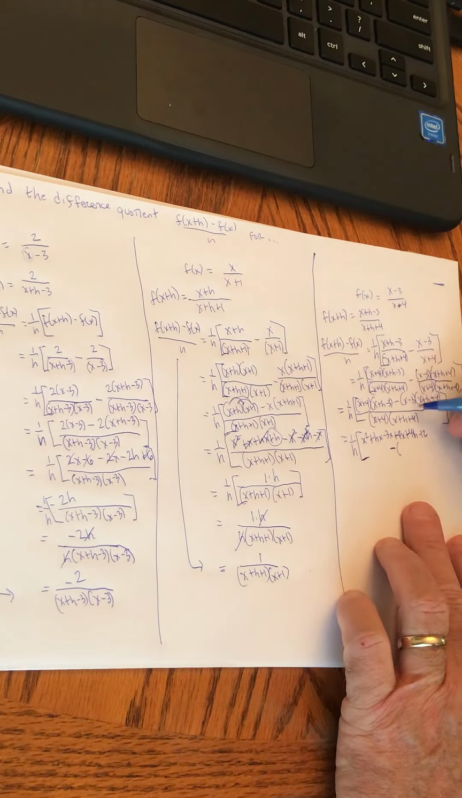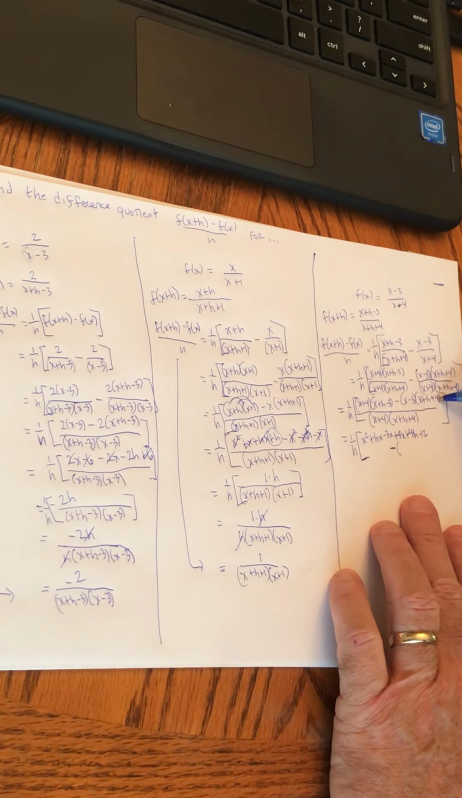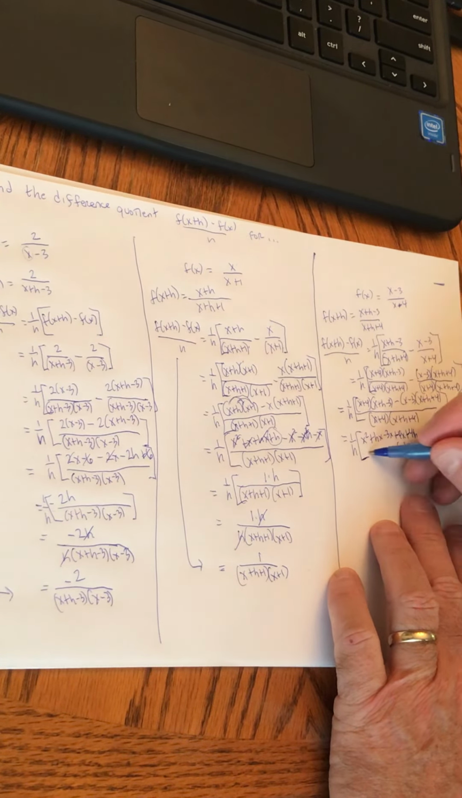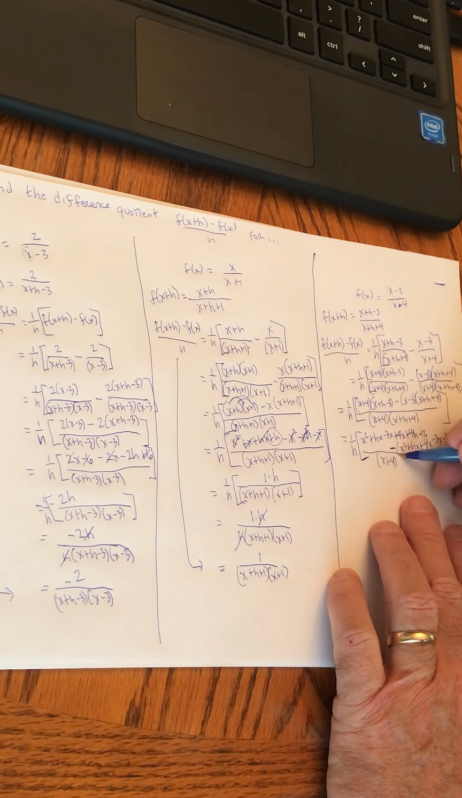So it's going to be minus, and now in here I'm going to get x times all of this. X squared plus xh plus 4x. Then negative 3 times all of that. It's going to be negative 3x, negative 3h, and negative 12. And that's still all over the x plus 4 times x plus h plus 4.